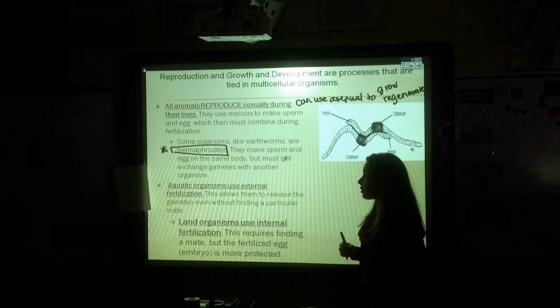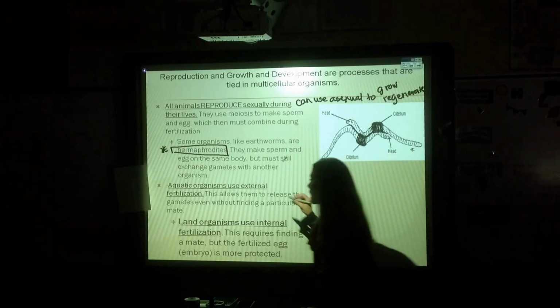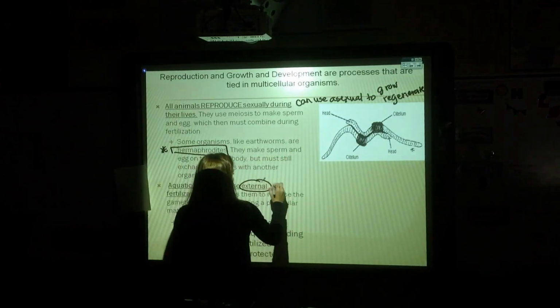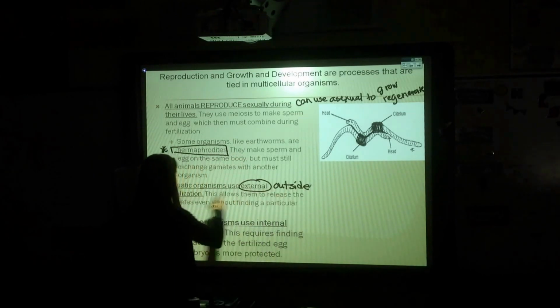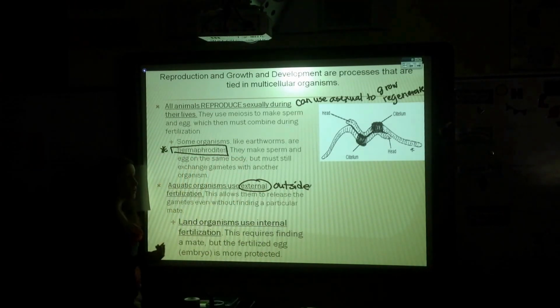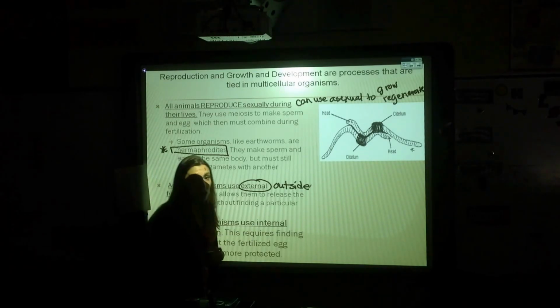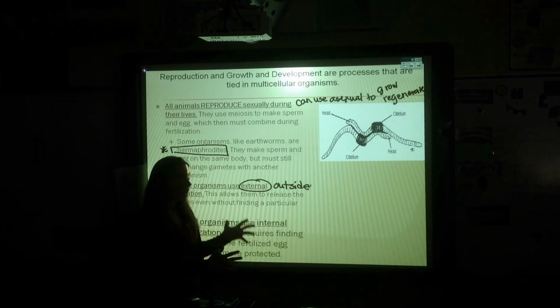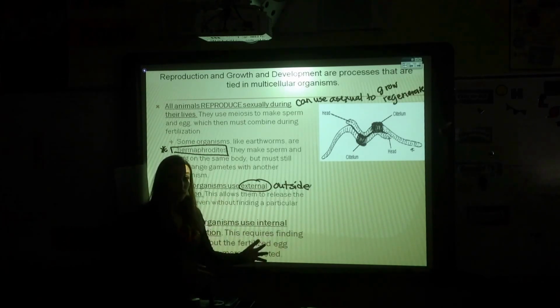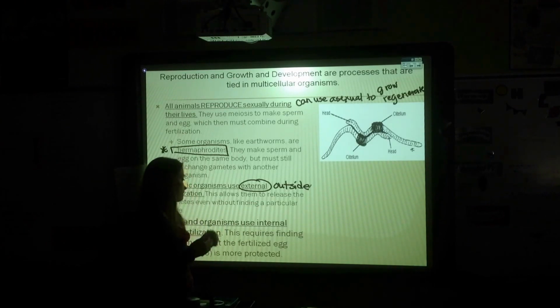If you are an aquatic organism, you use external fertilization. External means outside. So they release the gametes into the environment even without finding a mate. So for example, frogs will actually release, the females will deposit the eggs, and the males will swim by and deposit the sperm, and the two never actually have to meet.